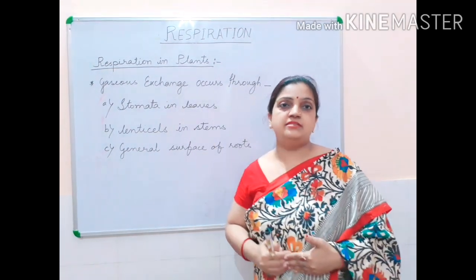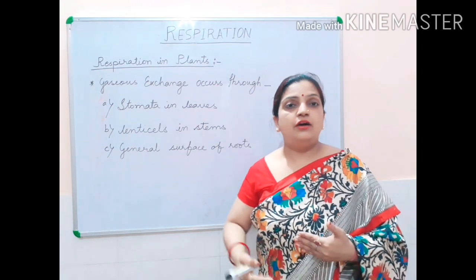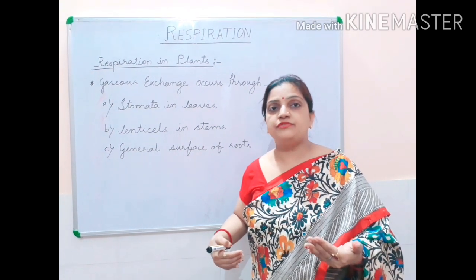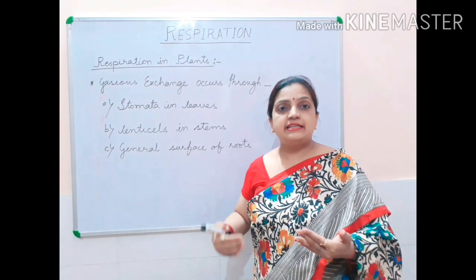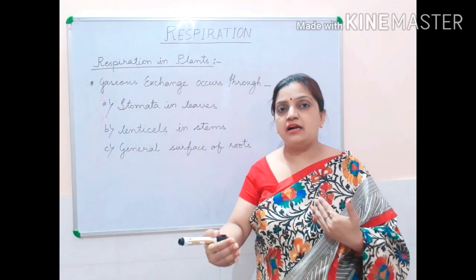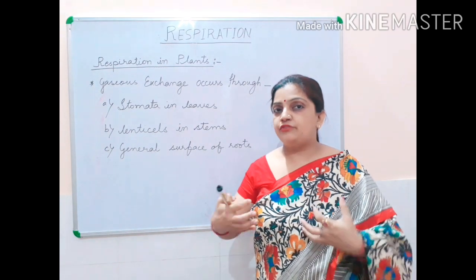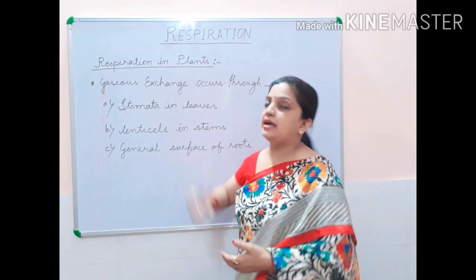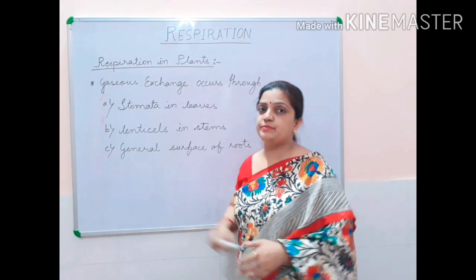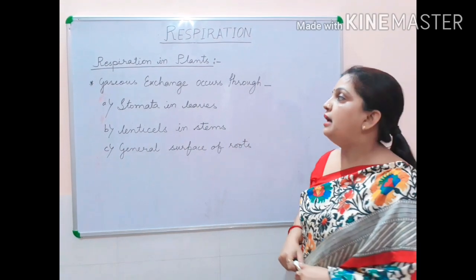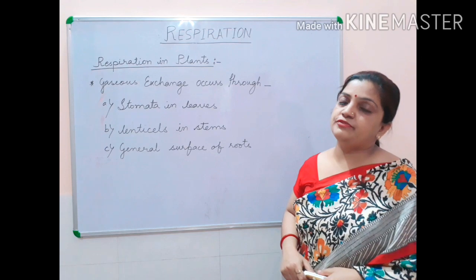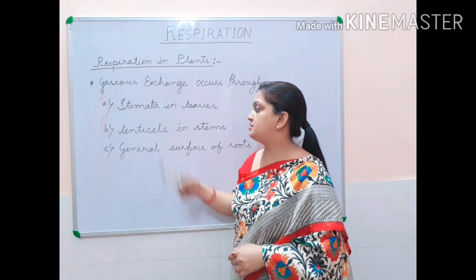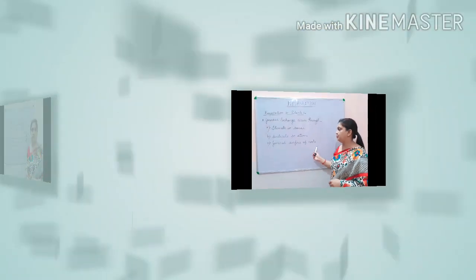Exchange of gases means taking oxygen from the atmosphere inside the plant body during respiration and releasing carbon dioxide from the plant body to the outside atmosphere. This is called gaseous exchange in the case of respiration in plants. Again I will repeat the parts which help the plant to respire: stomata, lenticels and the general surface of roots.